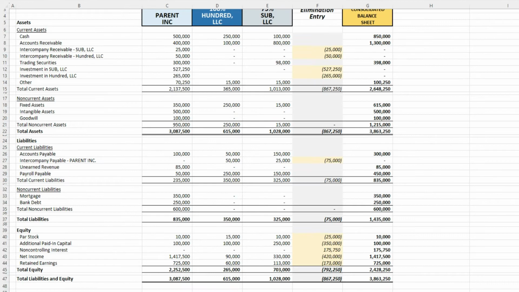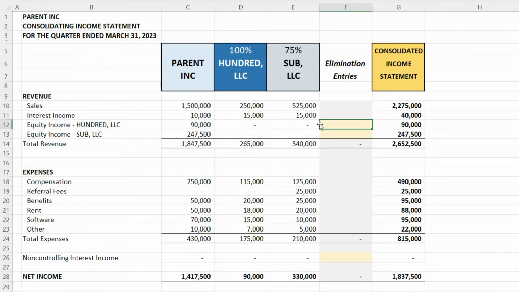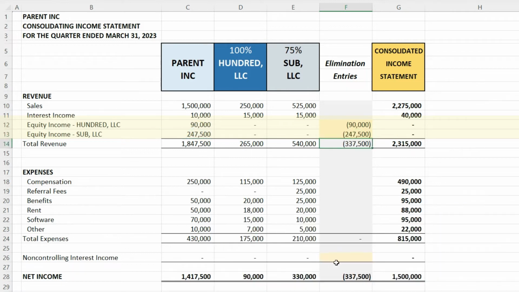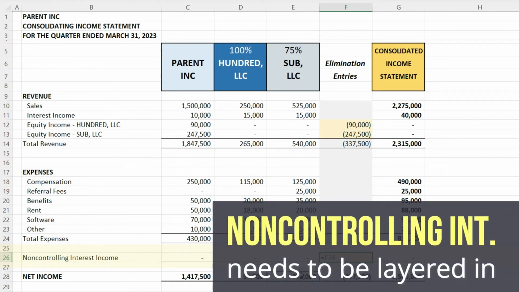So the income statement, we want to eliminate the equity income because the full results of those two entities are now reflected in the total consolidated income statement. Also, since we only own 75% of Sub LLC, I need to back out 25% of their net income, reflect the portion of Sub LLC's net income that outside owners retain.